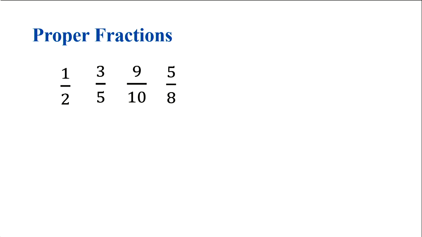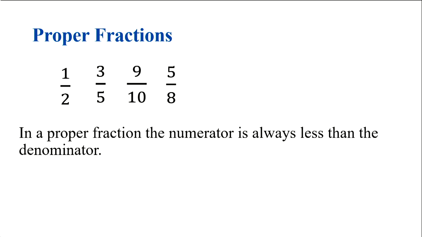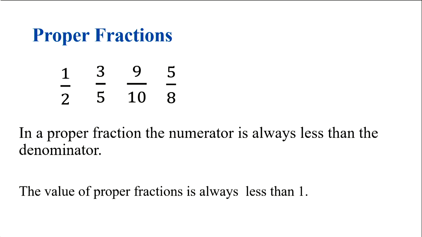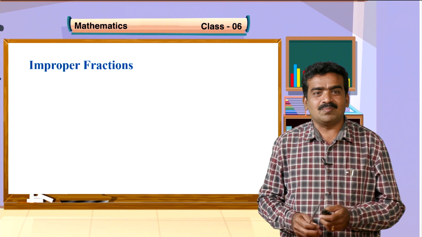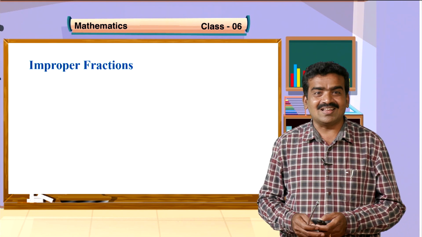Then what is a proper fraction? You are right, you are telling correct. In case of proper fractions, the numerator is always less than the denominator. In a proper fraction, the numerator is always less than the denominator, and the value of the proper fraction is always less than 1. Then what is an improper fraction? Yes, you are recalling it.